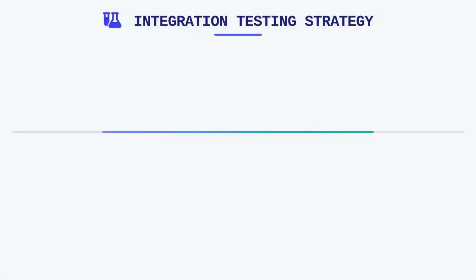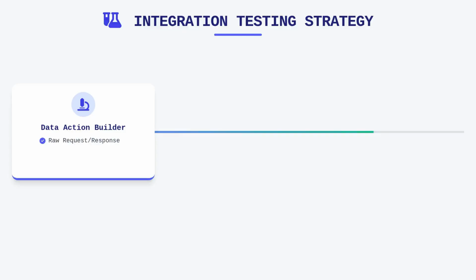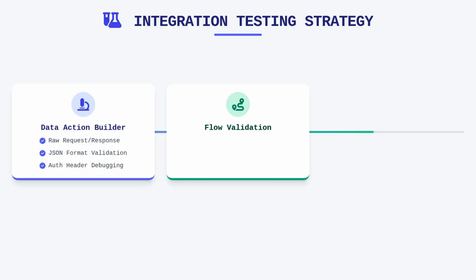Testing your integrations is an iterative process that should occur both within the Data Action Builder and as part of end-to-end flow validation. The Data Action Editor includes a rudimentary test interface where you can trigger a request and witness the exact raw request sent and the raw response received, which is invaluable for debugging issues with JSON formatting or authentication headers. Once the data action passes functional tests in isolation, you must transition to testing the flow itself, ideally with a test account that triggers different conditional paths.